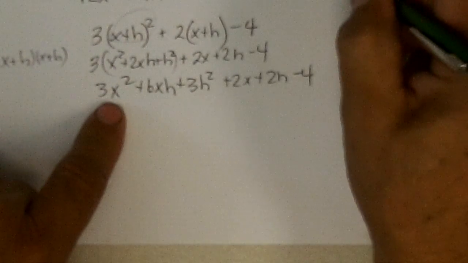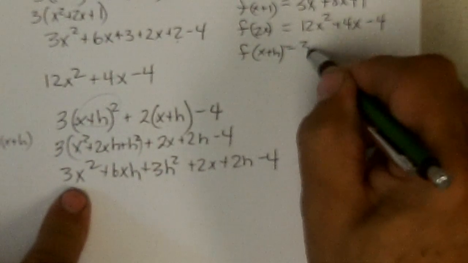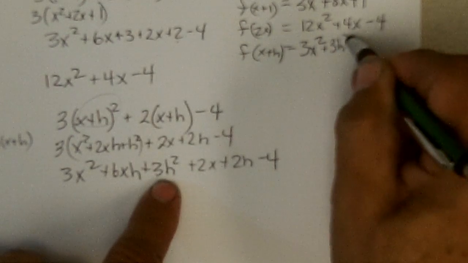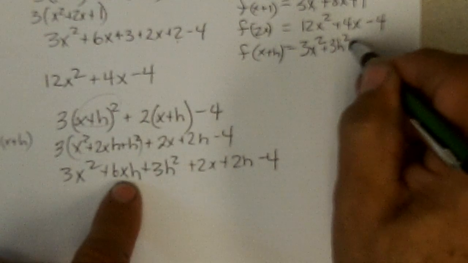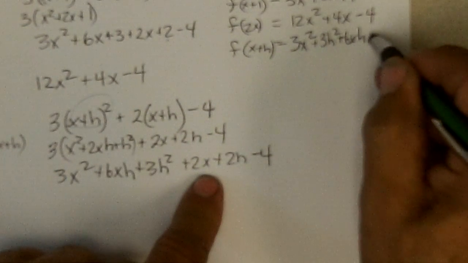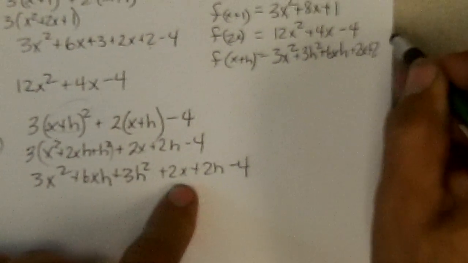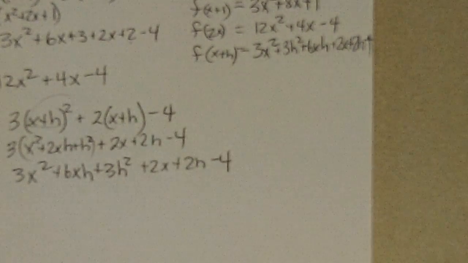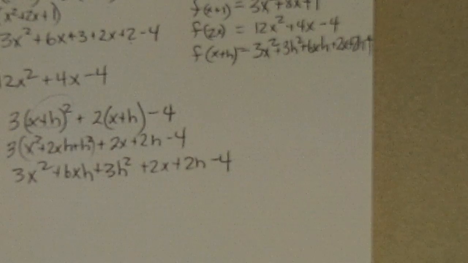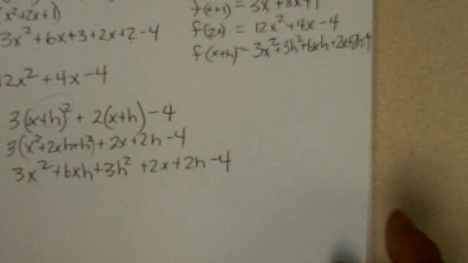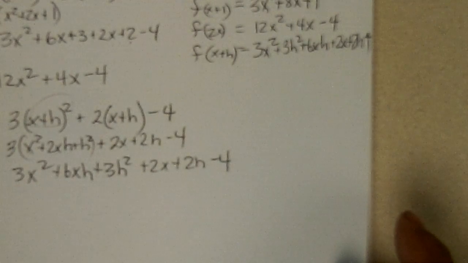And so finally we get 3x squared plus 3h squared plus 6xh plus 2x plus 2h minus 4. None of those terms go together, so I get the whole big mess. But that's what it is. Okay, that was 43, and that was a lot, and I've got to do some more like this, so I'm going to stop this video and start another one.